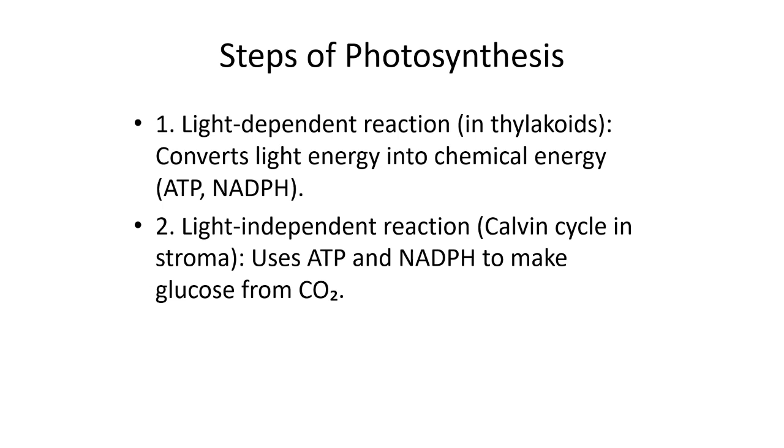I would again repeat. The chlorophyll absorbs energy from the light waves, basically the sunlight, which is then converted into the form of chemical energy, which is ATP and NADPH. Now, the next step of photosynthesis is the light independent stage or light independent reaction, which is also known as the Calvin cycle, and it takes place in the stroma.